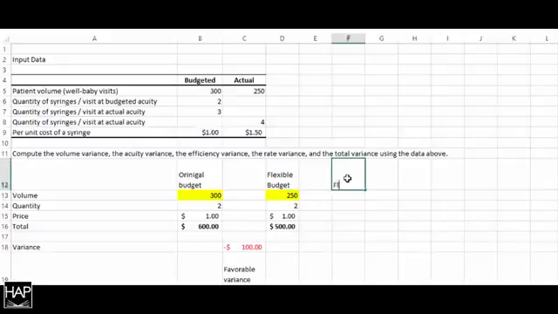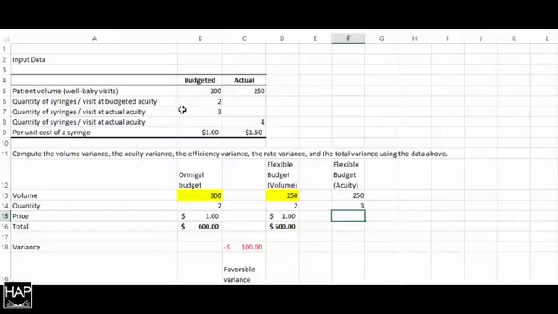When I go to the flexible budget for acuity, I should probably specify here that this flexible budget was based on volume. So the flexible budget for acuity is going to take the flexible budget's volume, the actual volume, but instead of having a quantity of 2 syringes per visit, I'm going to use the actual quantity, instead of the budgeted quantity, of 3. This is just based on the acuity of the visits.